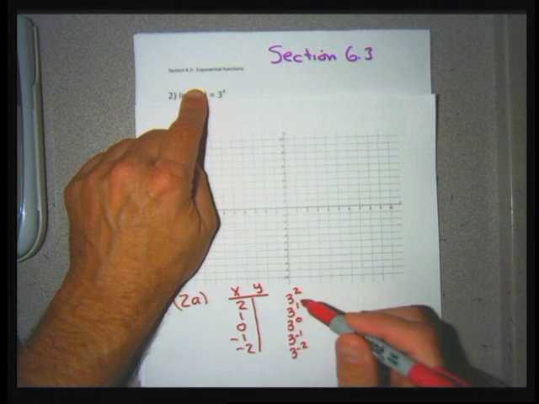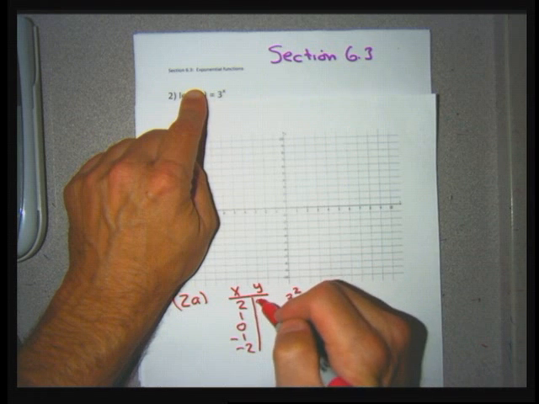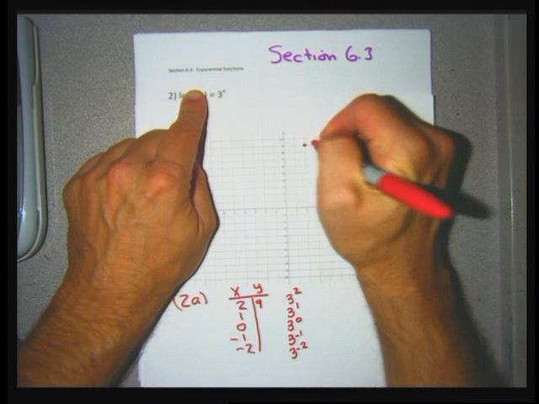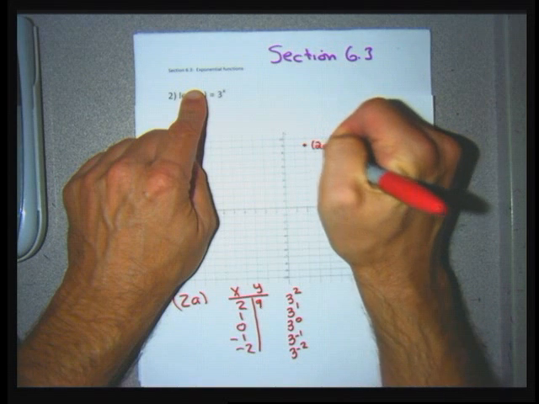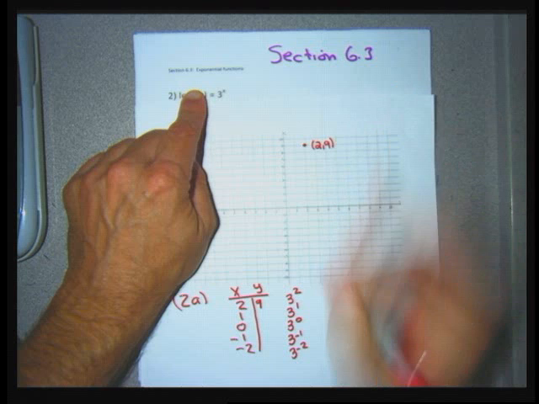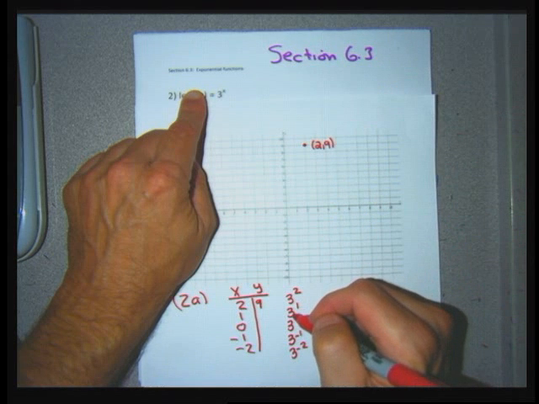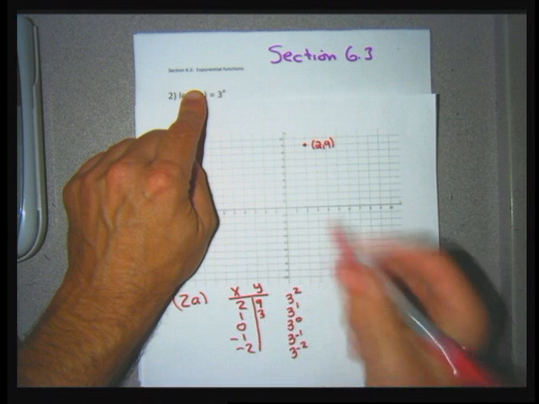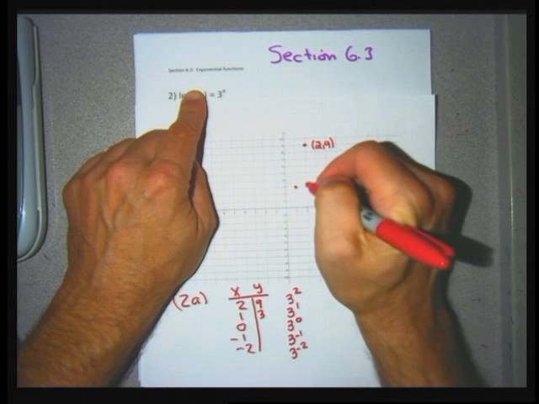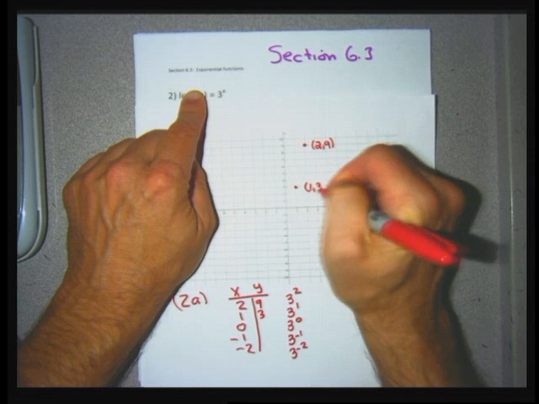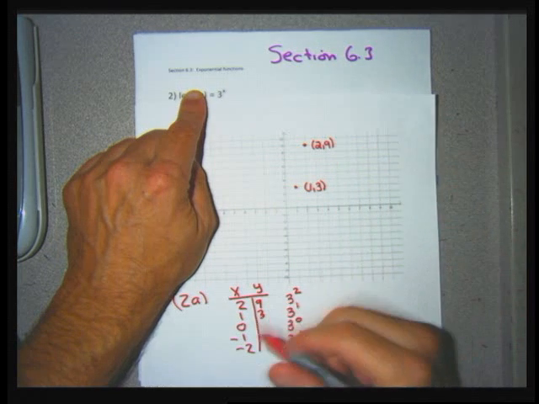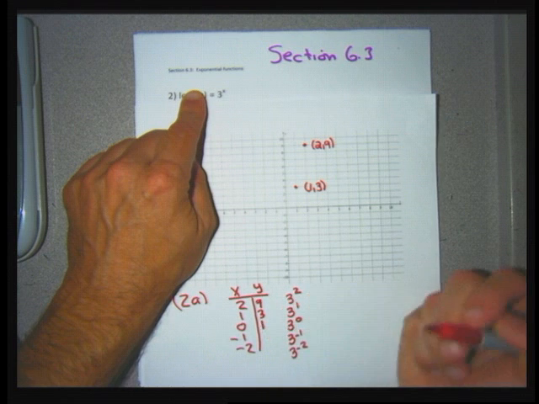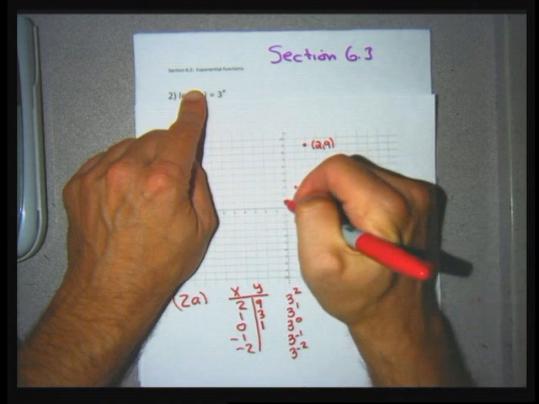The first y is going to be 9 because 3 squared is 9. And that's going to give me the point (2, 9). So let me go ahead and plot that point (2, 9). The next point I'm going to get is 1 comma 3 to the first power, anything to the first power is itself. So the next point is going to be (1, 3). Third point I get is 0 comma 3 to the 0, because anything to the 0 power is 1. I'm going to get the point (0, 1).